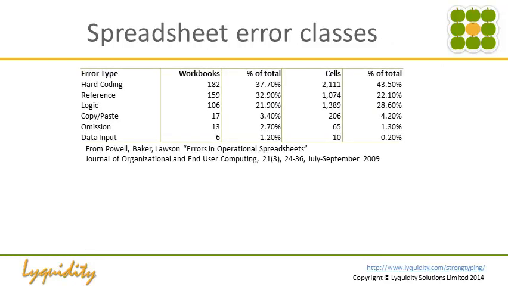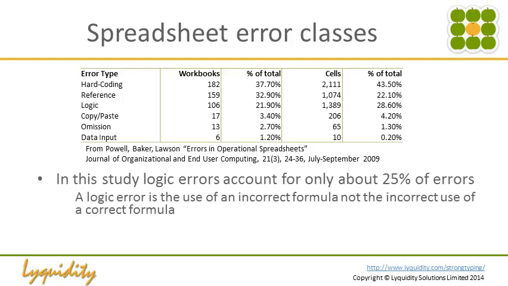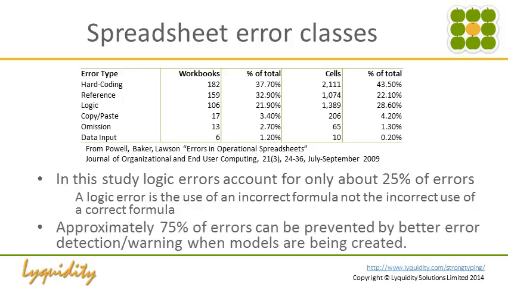Powell, Baker and Lawson attempted to classify the types of error that appear in spreadsheets. You can see from the table that only about 25% of the errors introduced are there because of faulty logic. The implication is that some 75% of the errors exist because of more mechanical problems. These types of errors are amenable to detection if only the appropriate information is available to the spreadsheet engine.